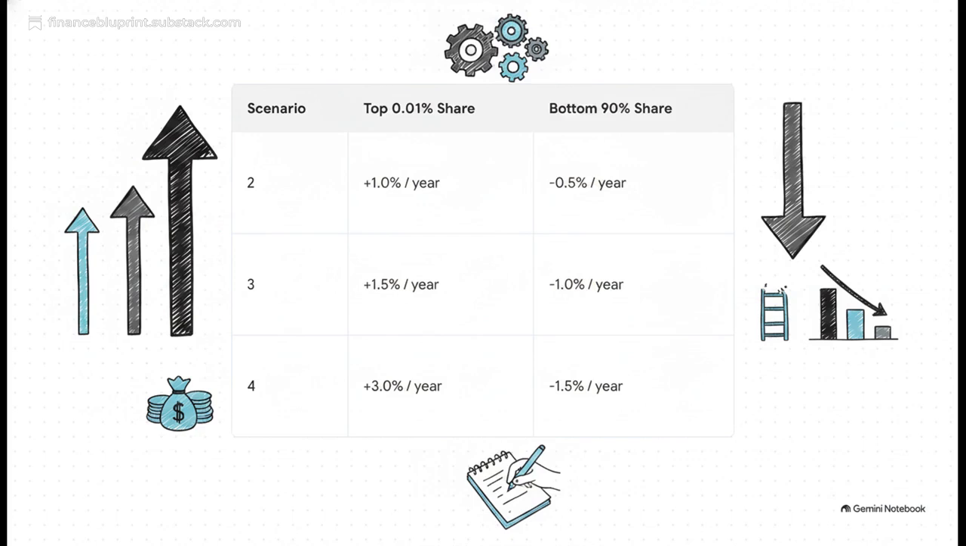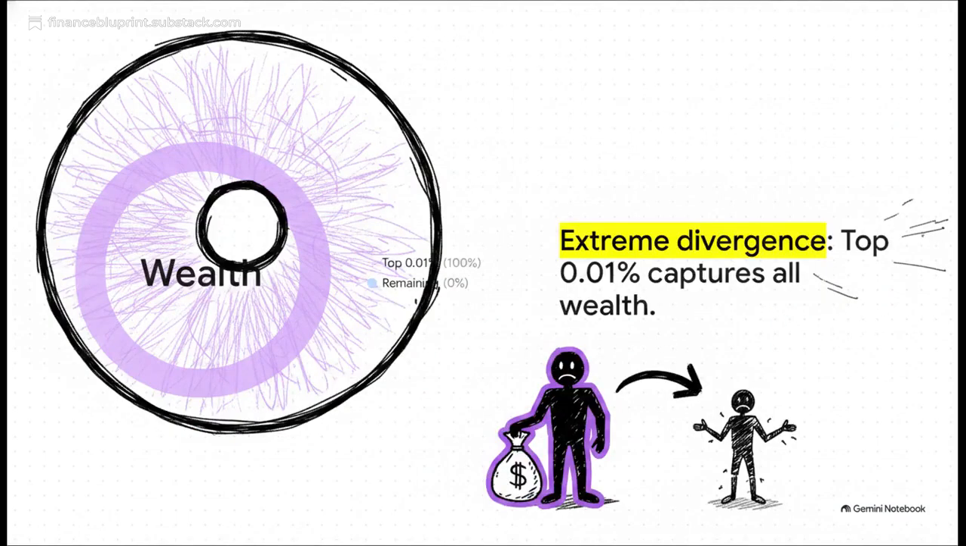But pay real close attention to Scenario 4, where the top share grows by 3% a year, while the bottom 90% loses 1.5%. And remember, these represent real observed trajectories in our actual economy. And this brilliantly illustrates the absolutely shocking conclusion of Scenario 4. Because if these growth rates continue indefinitely, the model predicts an extreme absolute divergence. The wealth distribution literally splits into two entirely separate populations. The top fraction of a percent eventually captures 100% of the total wealth, leaving absolutely 0% for the remaining 99.99% of households. It is a mathematical endpoint of extreme concentration.